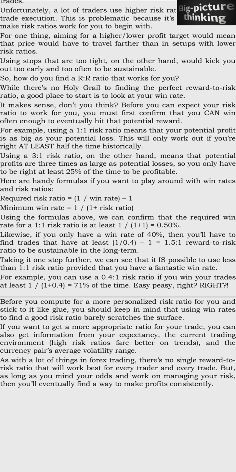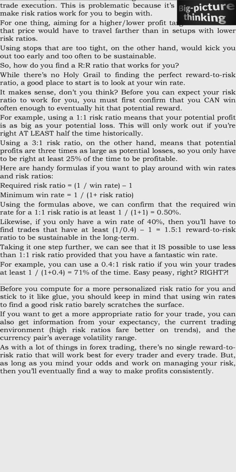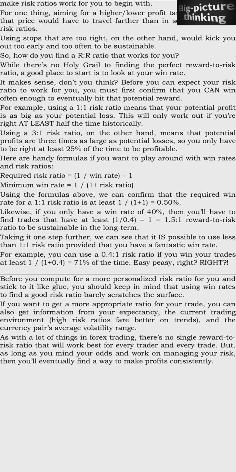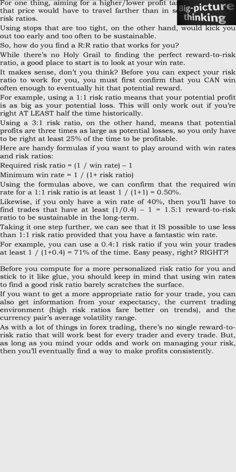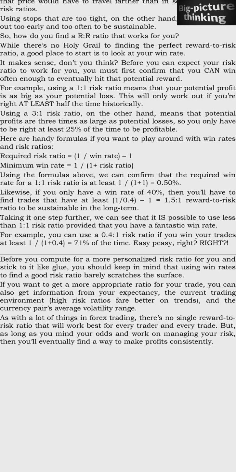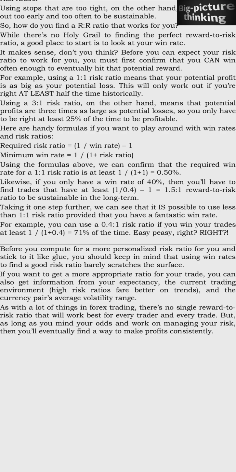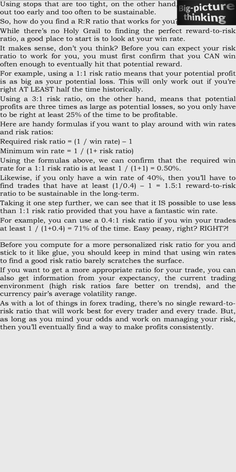Here are handy formulas if you want to play around with win rates and risk ratios. Required risk ratio equals 1 over win rate, minus 1. Minimum win rate equals 1 over 1 plus risk ratio. Using the formulas above, we can confirm that the required win rate for a 1:1 risk ratio is at least 1 over 1 plus 1, which equals 0.50, or 50%. Likewise, if you only have a win rate of 40%, then you'll have to find trades that have at least 1 over 0.4, minus 1, which equals 1.5, a 1.5:1 reward to risk ratio to be sustainable in the long term.